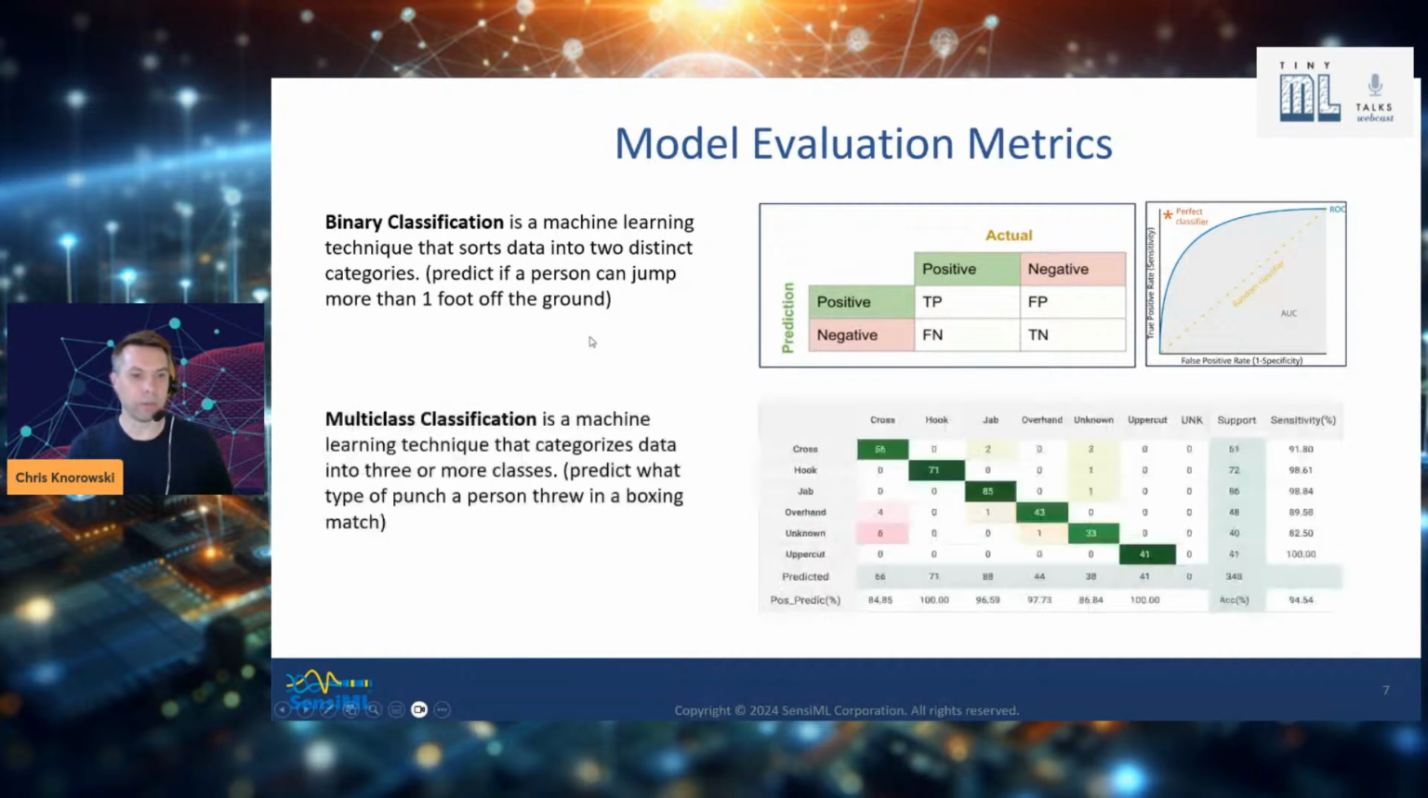And then when you start talking about multi-class classification, instead of just a true positive and true negative graph, you'll see things like a confusion matrix. The confusion matrix is going to have all of your predicted classes here, all of your actual classes here. And then you can see as data came in, I predicted a cross, it was actually a jab. I predicted a hook, it was unknown. So you can see where your model is getting confused between what the actual data is and what the model's predicting.